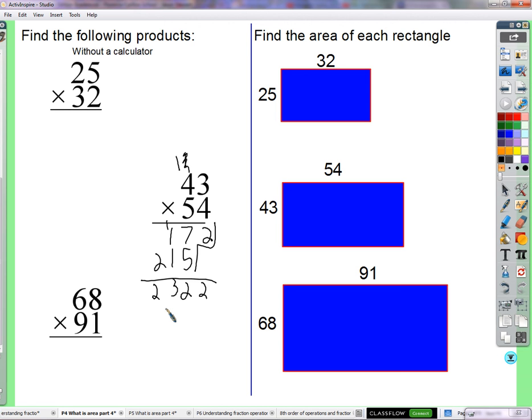So 43 54s, you know, how do these steps count all of that? That's what we're going to explain next time, okay?